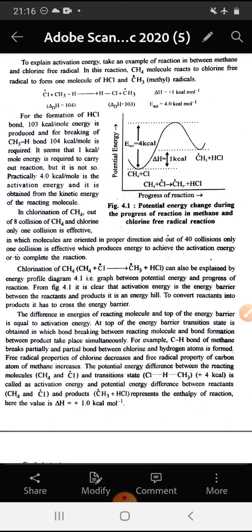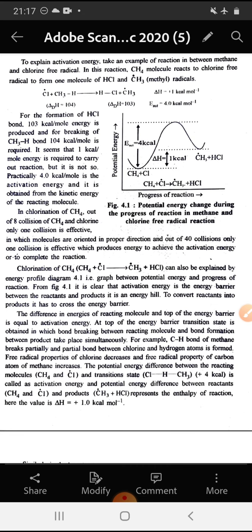Chlorination of methane can also be explained by energy profile diagram. So here we see in this energy profile diagram, it is clear that activation energy is the energy barrier between the reactants and the products. It is an energy hill. To convert reactants into products, it has to cross the energy barrier. The difference in energies of reacting molecules and top of the energy barrier is equal to the activation energy.